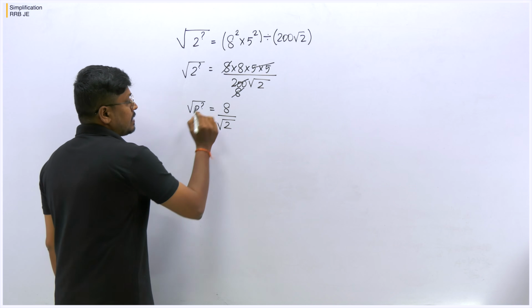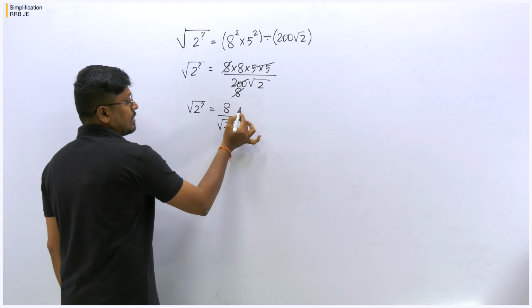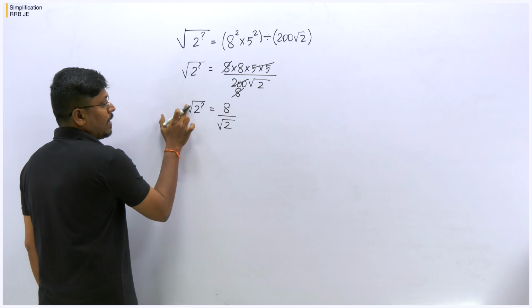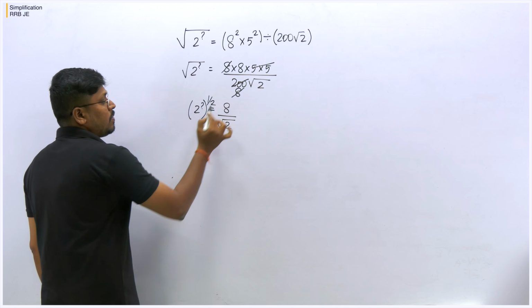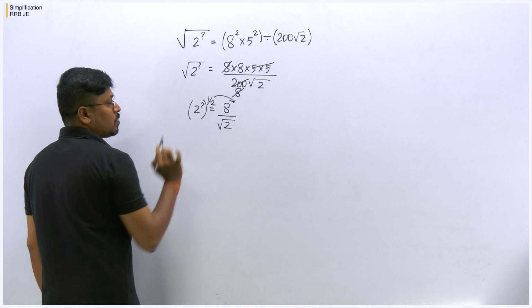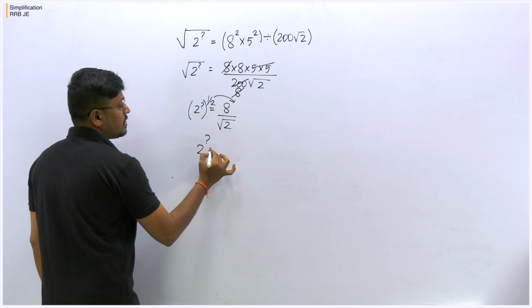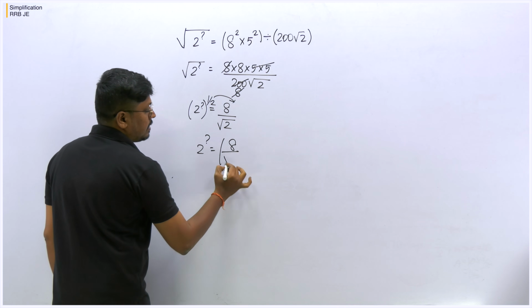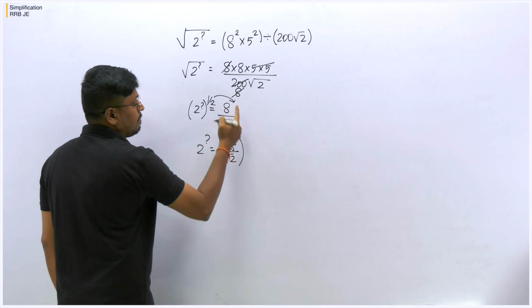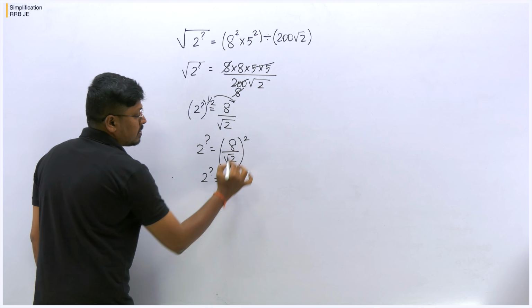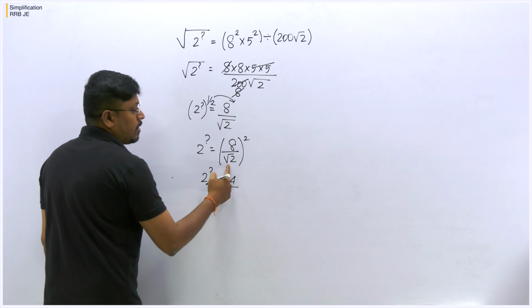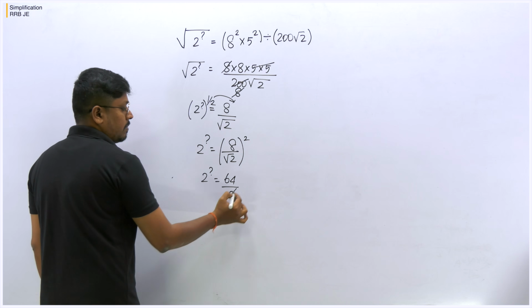Now what I can do is bring this square root towards the right hand side. Usually a square root can be written as power 1 by 2. So when you bring this 1 by 2 towards the right hand side, it becomes 2 power question mark is equal to 8 divided by square root of 2, all squared. So 8 square will be 64, and square root of 2, the whole square, will be 2. So we can cancel it.